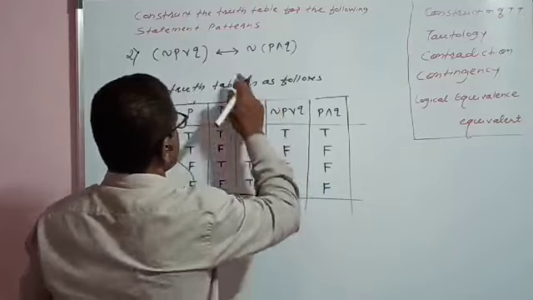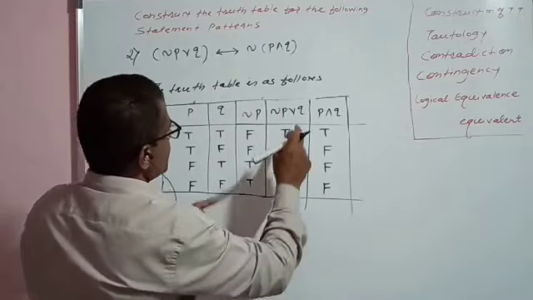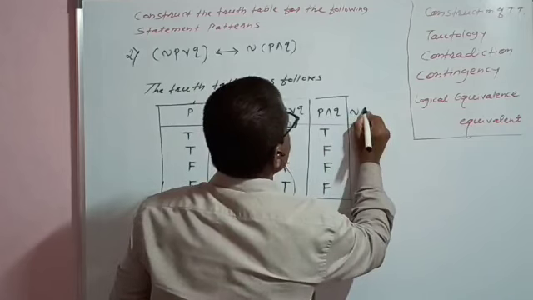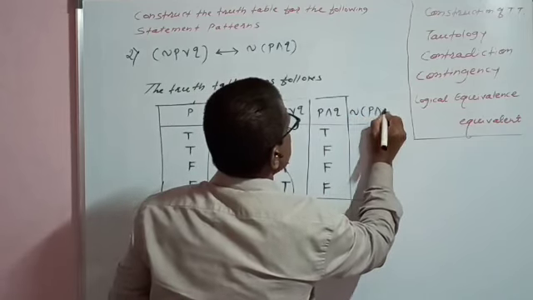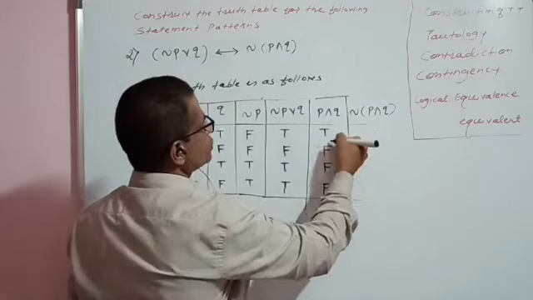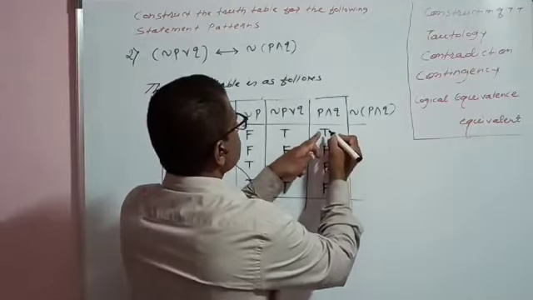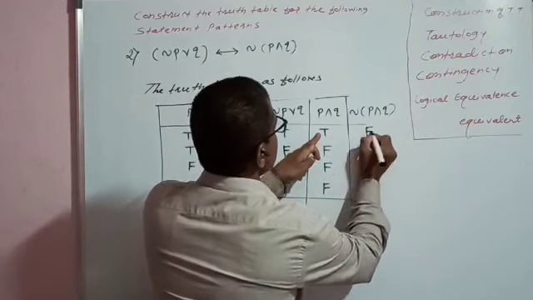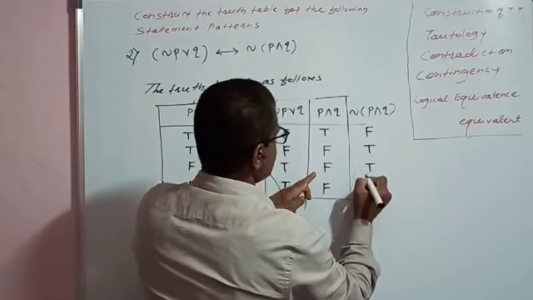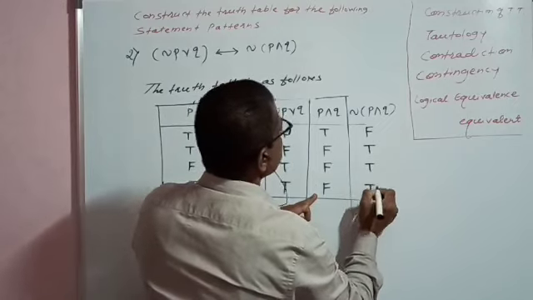Then come to the negation of P conjunction Q. You have to take the negation of all the truth values of P conjunction Q. The negation of T is F. Negation of F is T. Negation of F is T. Negation of F is T.